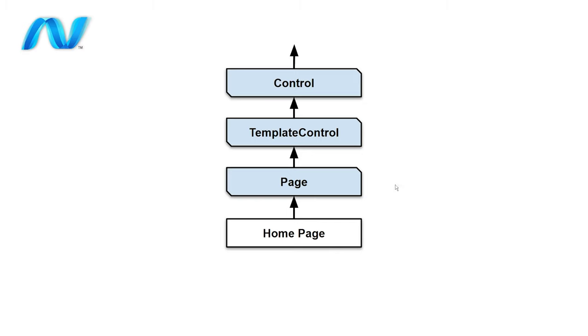So we have four classes here. The home page is the actual page that loads the content of your web page. This class here inherits the page class, and then this page class inherits the template control and up the chain here, okay? So this is inheritance. The lower class here is the child class. The upper class is the parent. So that's how it works.